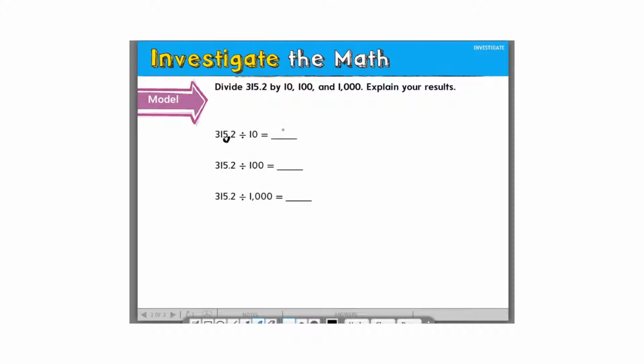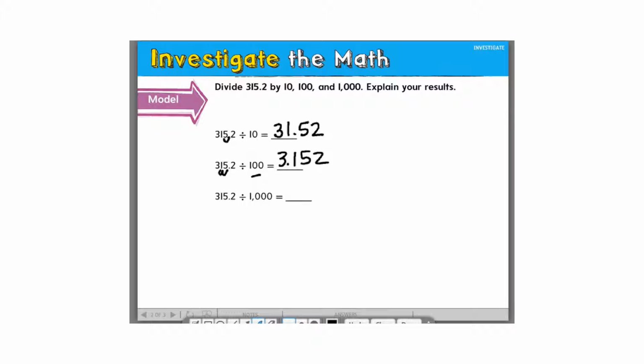Just like that. So then my answer is 31 and 52 hundredths. For the second one, I have the same number, 315 and 2/10. But this time, the difference is that I'm dividing by 100, which means I move my decimal 2 spaces backwards. So now I take it from here and go 1, 2, and now I have 3 and 152 thousandths.